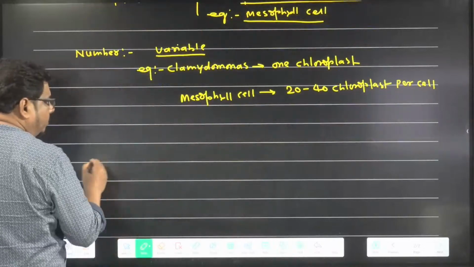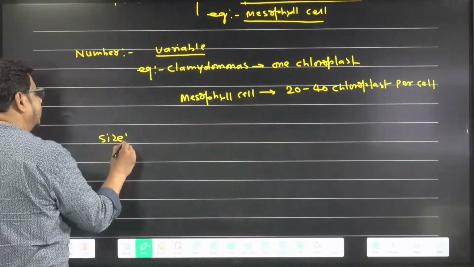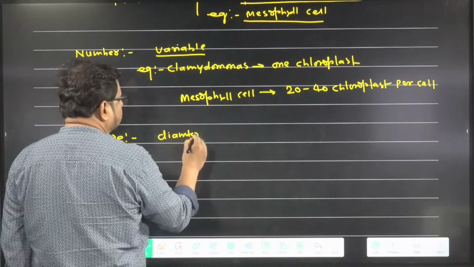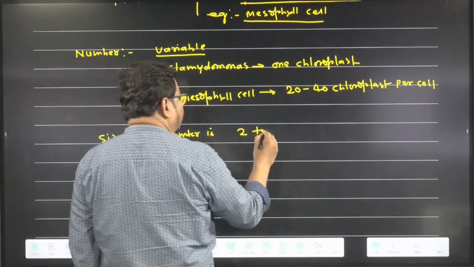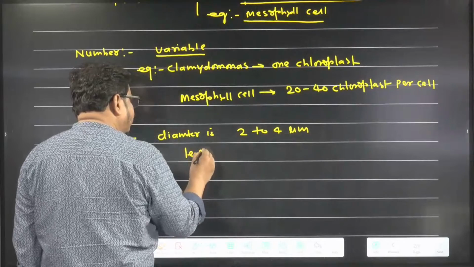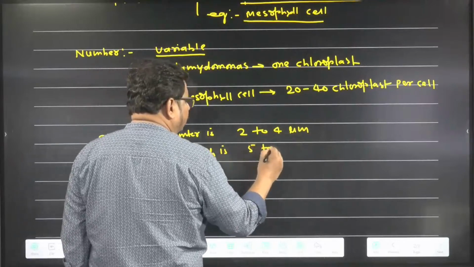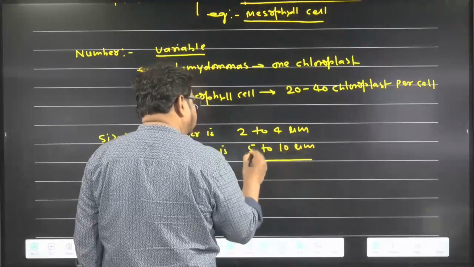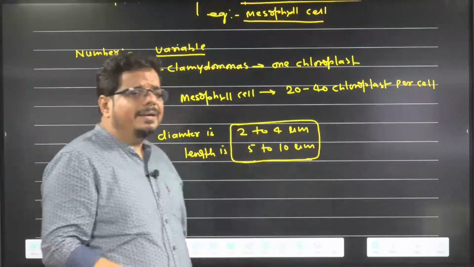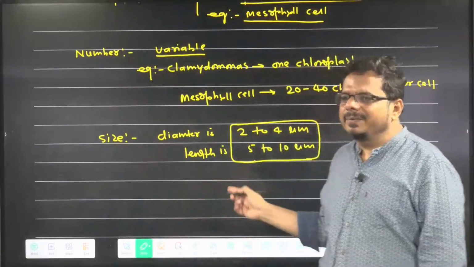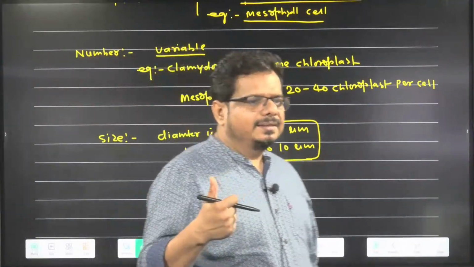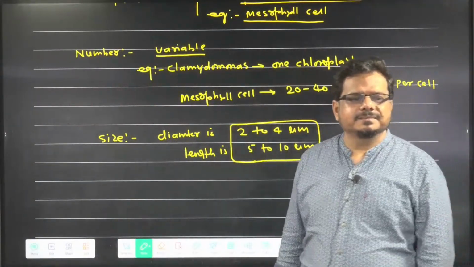Now we are going to talk about the size of the chloroplast. Its diameter is 2 to 4 micrometer, and its length is 5 to 10 micrometer. This is the data of NCERT. Check, the data may be wrong. So check NCERT whether this is the data given or any different data is given. 2 to 4 and 5 to 10 is given. Is it there? Right? Okay.